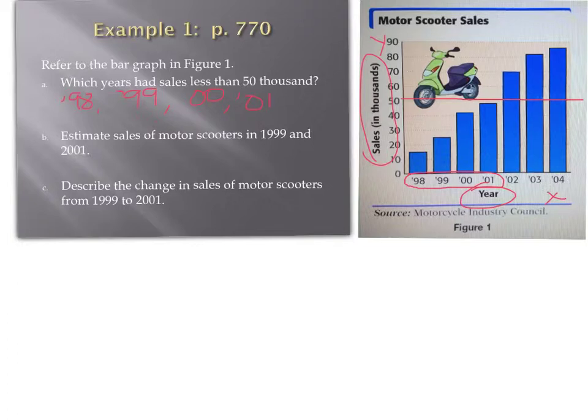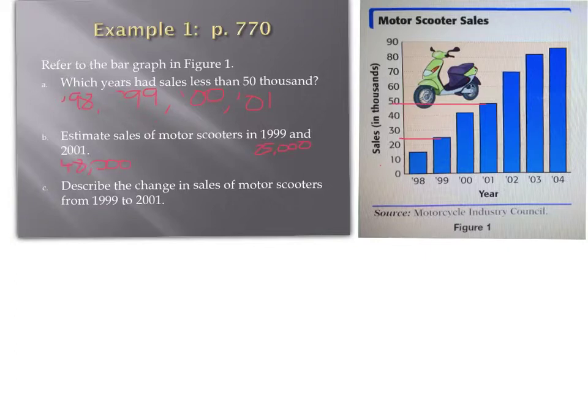B says estimate the sales of motor scooters in 1999 and 2001. Okay, so we're going to go look at 1999, and that's going to be about 25,000. And in 2001 was just below 50,000, so maybe about 48,000.